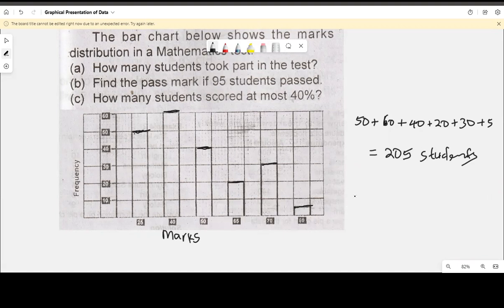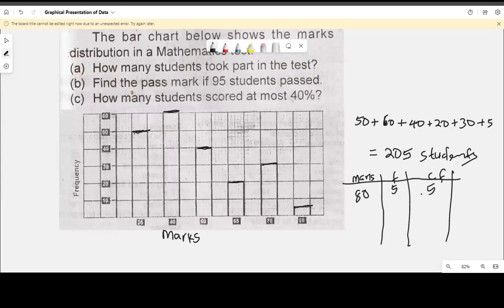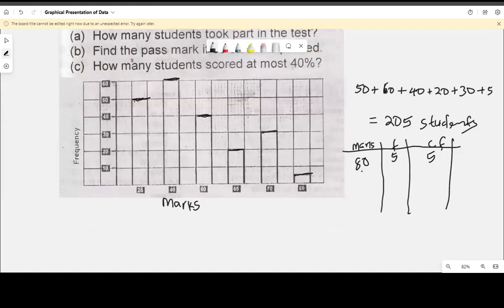So for cumulative frequency, starting from 80, how many students score 80 marks? 5. So 80 marks, let me put marks here, and then frequency, and then cumulative frequency. 80, 5 students scored that. The cumulative is still 5. Then 70, how many students scored 70? 30. And 30 plus 5 is 35.